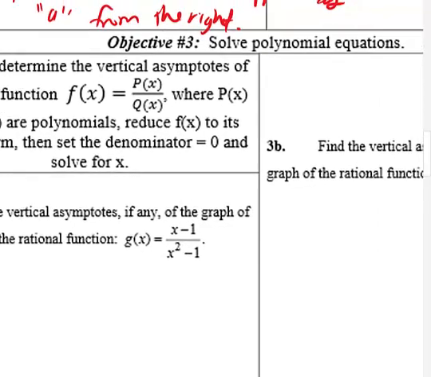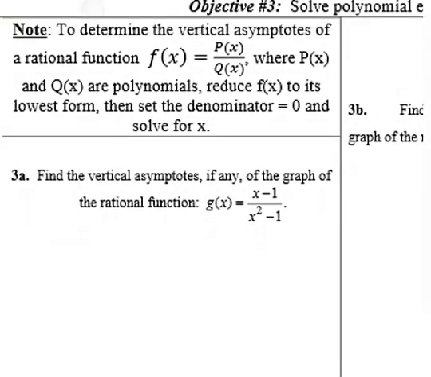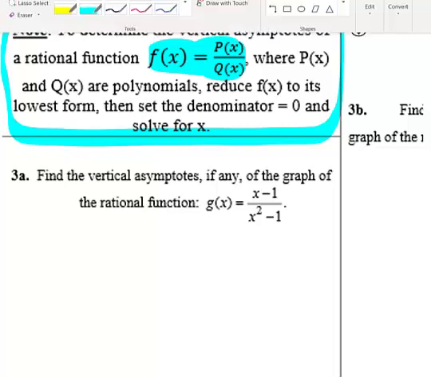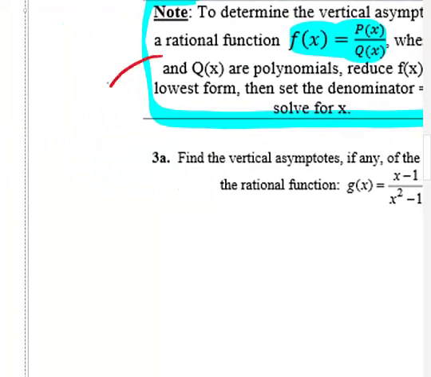So our next objective is to solve polynomial equations. Okay, and then they give us a hint here. They say, note, to determine the vertical asymptotes of a rational function, and this is, like we said earlier in this section, what rational functions look like, where p of x and q of x are polynomials. Reduce f of x to its lowest form, then set the denominator equal to 0 and solve for x. That'll be the vertical asymptotes. So maybe even before we do that, we should talk about asymptotes. I don't know if we've talked about that yet. You might have seen it if you took an algebra class before this, but if not, it's okay.